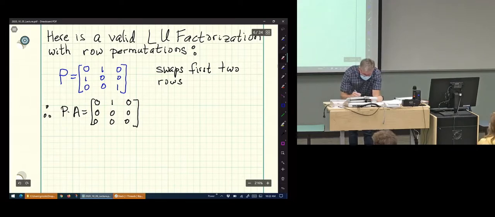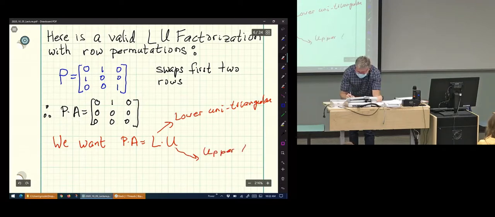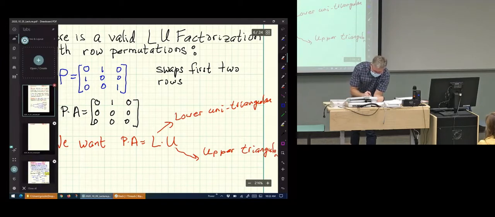I'll write this in red. Now we want P times A to equal L times U, where this is lower unitriangular, and this is upper triangular.